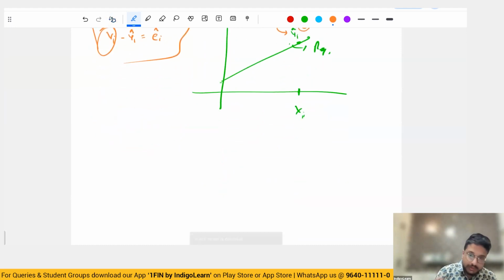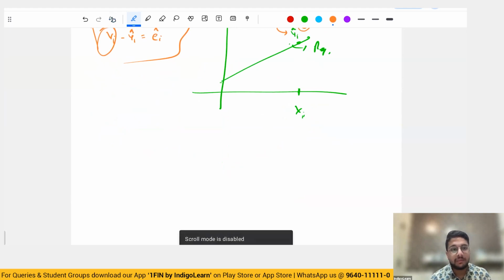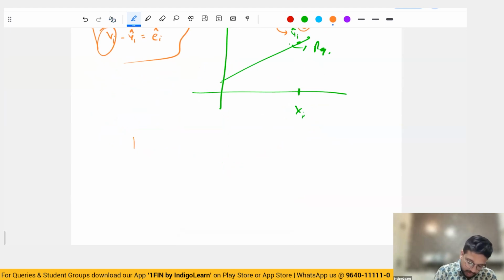Now, recalling things from hypothesis testing a bit more again. So, do you remember what is p-value?